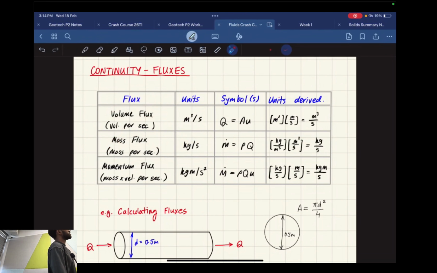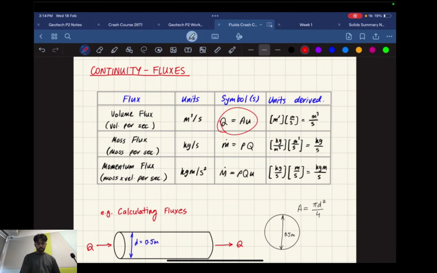The way to interpret volume flux, it's the volume of water. Let me do a demonstration. Imagine this is the entrance of a pipe, okay? The volume flux is going to be the amount of water flowing through that opening per second. As you can see from the units, meters cubed per second. So it's the amount of volume flowing per second, and it's given by area times velocity.